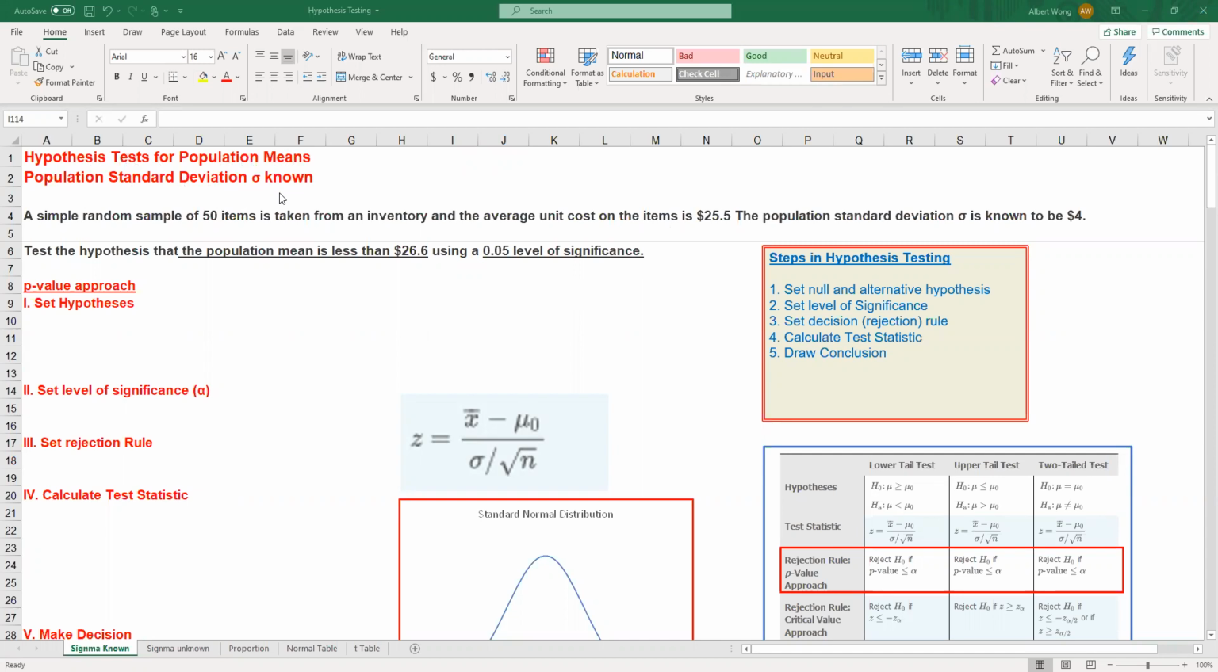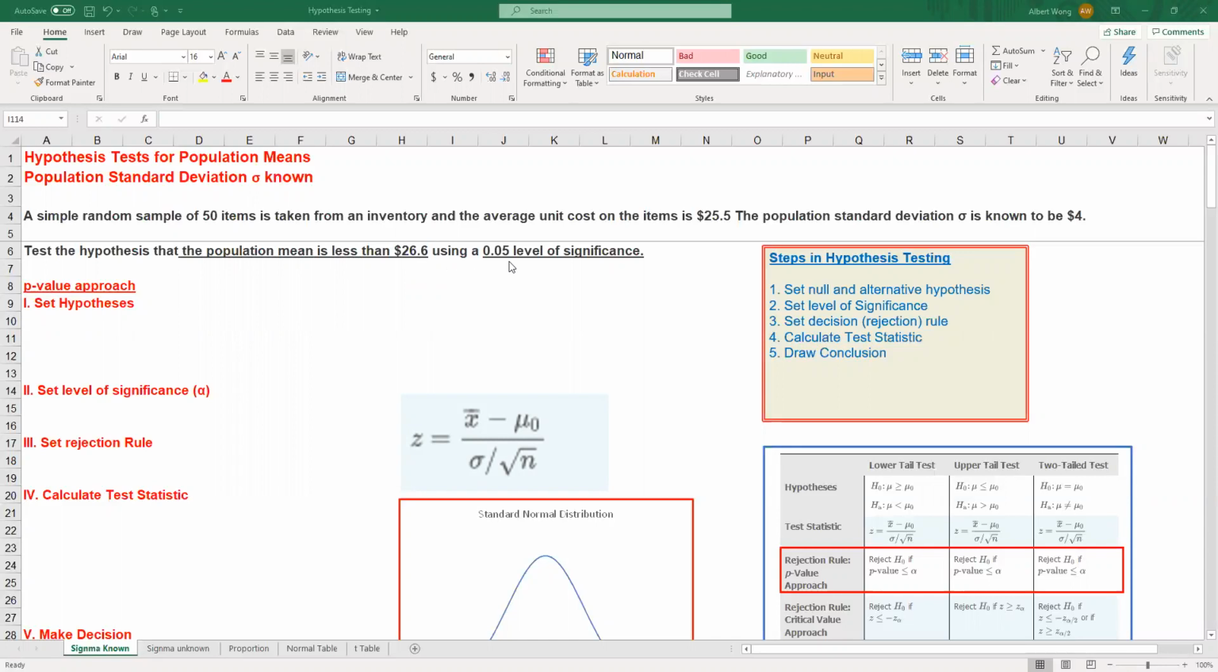known. Here's an example. A simple random sample of 50 items is taken from an inventory, and the average unit cost on the items is $25.50. The population standard deviation sigma is known to be 4. Because of this statement, we now know that this is a situation where population standard deviation is known and given to us. Test the hypothesis that the population mean is less than $26.60 using a 0.05 level of significance.